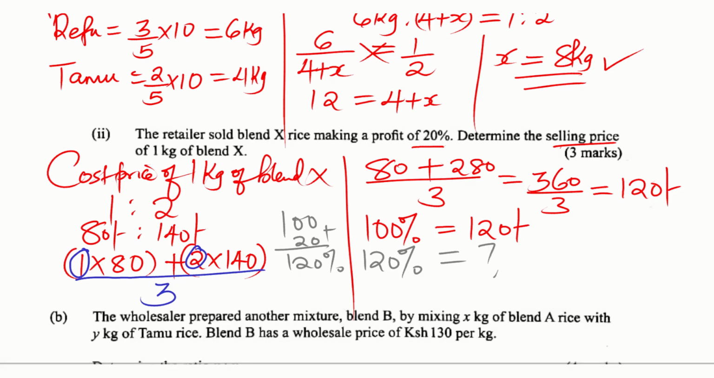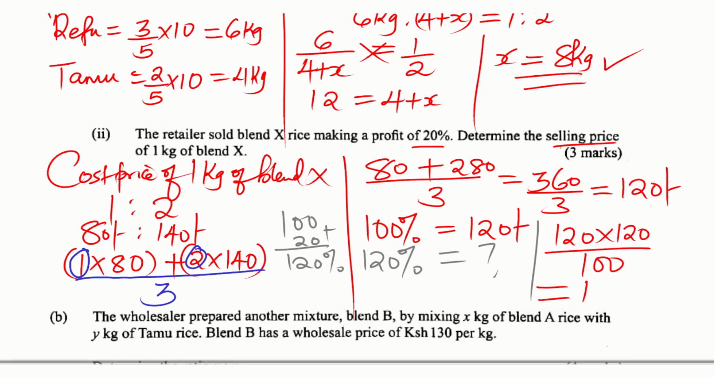How much cost will that be? So you just cross multiply here, and this is what you get. You get 120 times 120 divided by 100, and this will give 144 shillings as the selling price of 1 kg of blend X.